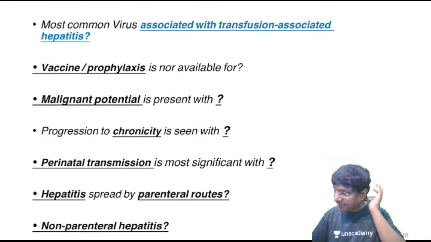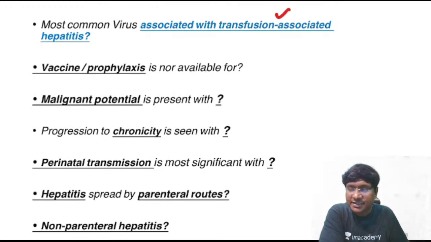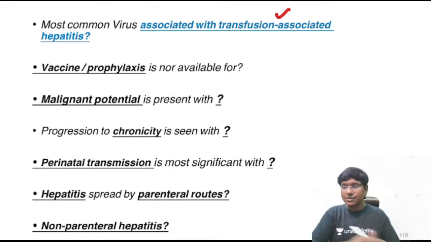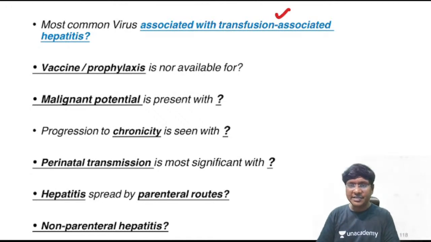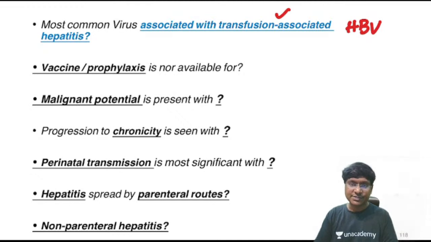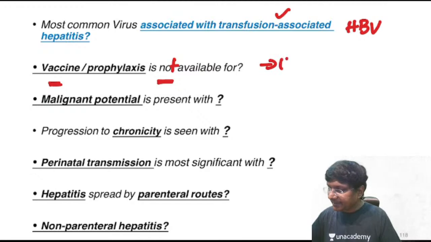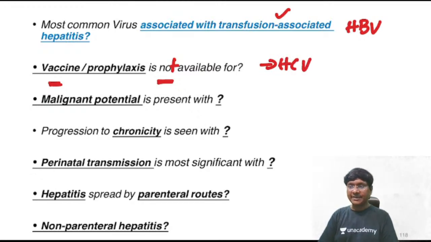Okay, now tell me, what is the most common virus associated with transfusion associated hepatitis? So in another 10-15 minutes I'll wind up the session. The most common virus associated with transfusion associated hepatitis is hepatitis B virus. Among all these viral hepatitis, that is A, B, C, D and E, in which particular viral hepatitis is the vaccine or prophylaxis not available? That will be hepatitis C virus.